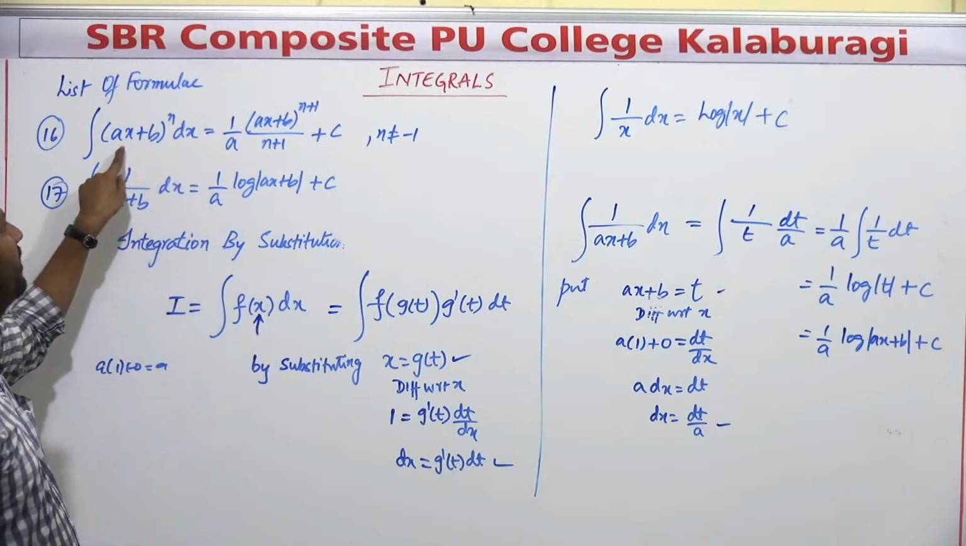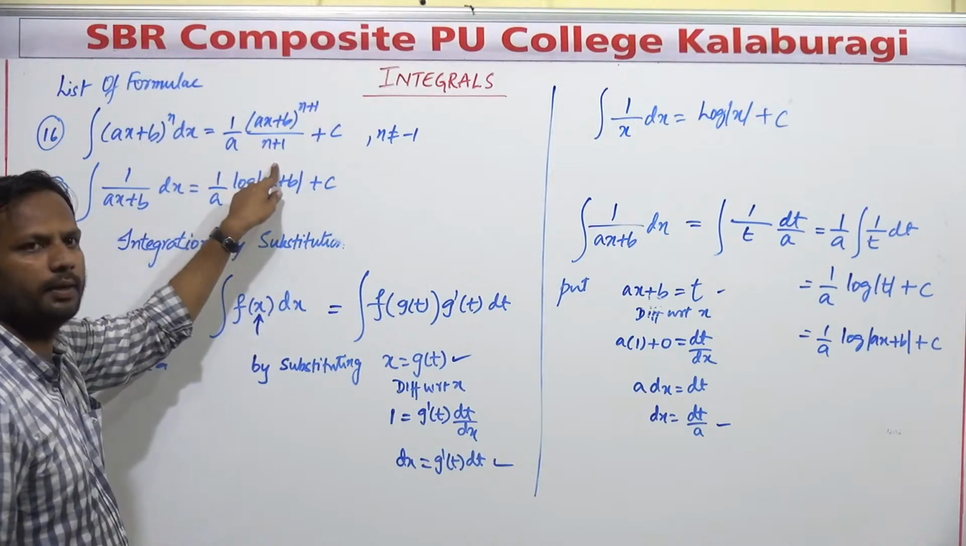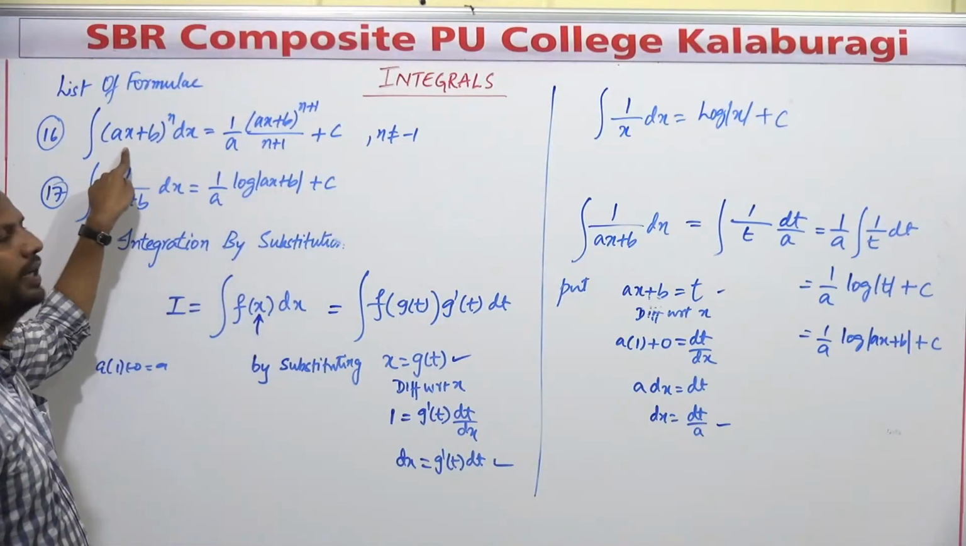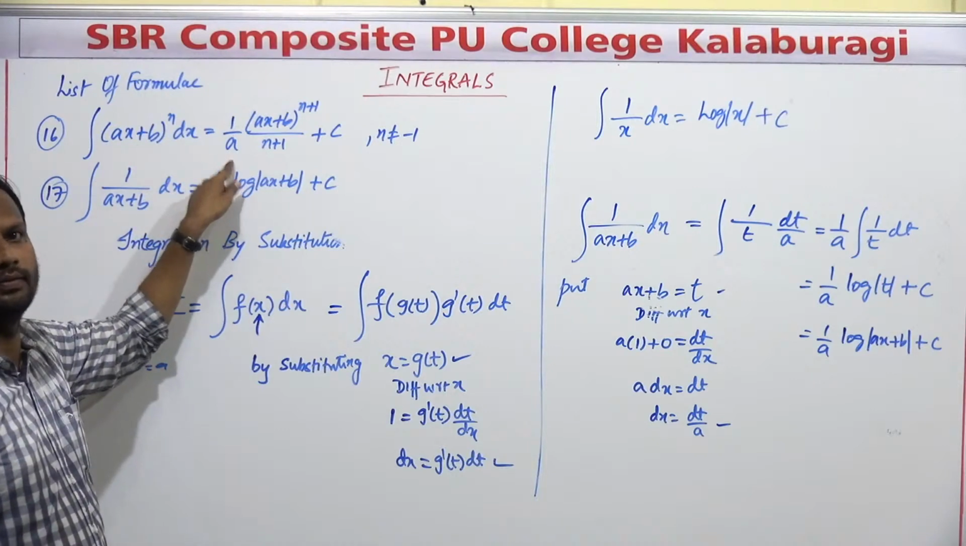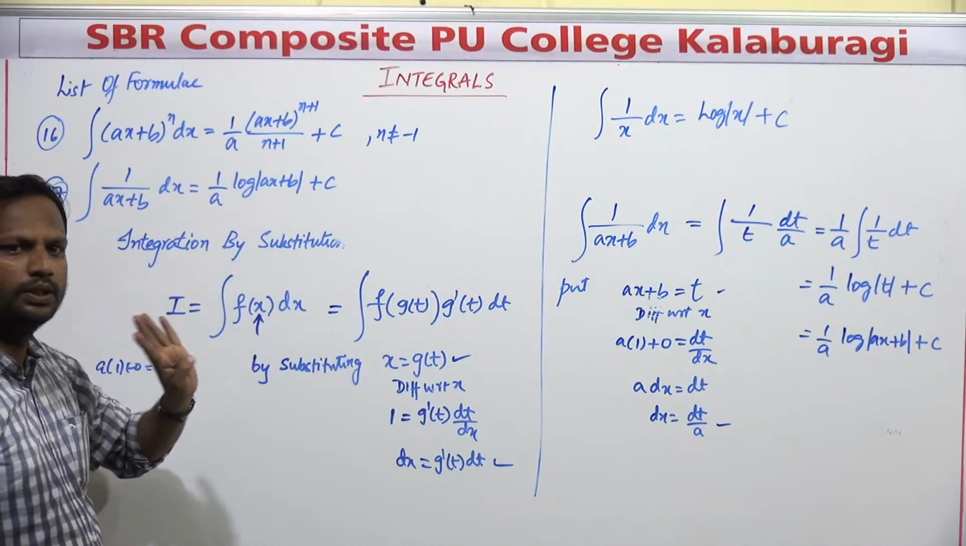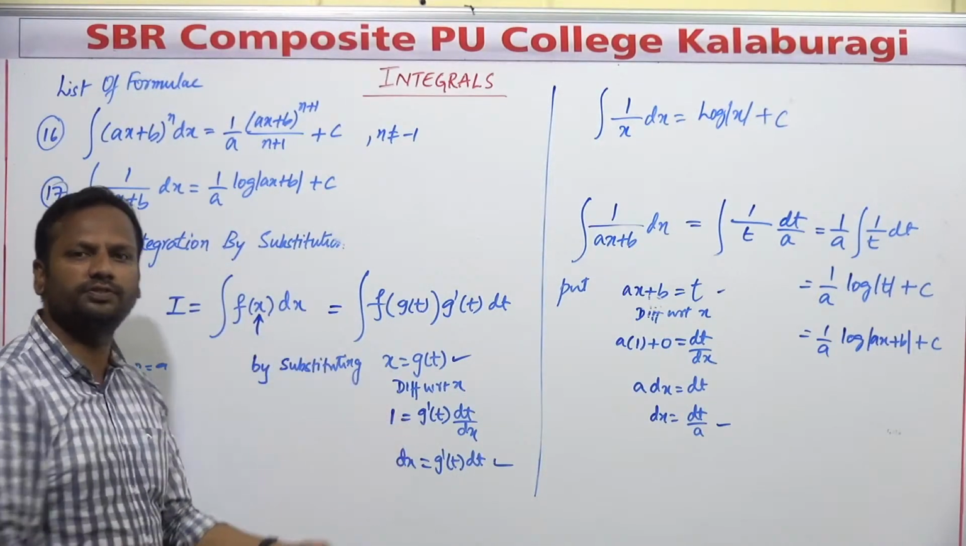Here also, what we have done, it is in the form of x raised to n plus 1 by n plus 1. Differentiate this, x plus, differentiation is a. Just put down in the denominator. 1 by a becomes. Got it? So it is easy to memorize the things. Got it? So same as the first 15 forms there.